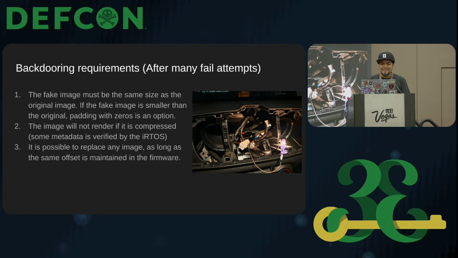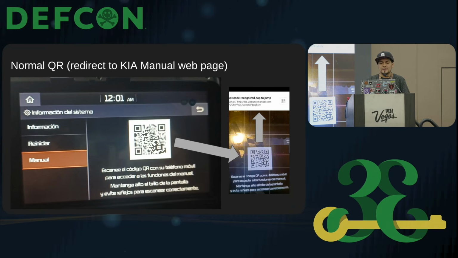fake image to be the same size as the original image. If the fake image is smaller than the original, padding with zeros is an option. The image will not render if it is compressed. So the image has to keep all the metadata, all the PNG headers, because it is verified by, remember, the libpng library. So it is possible to replace any image as long as the same offset is maintained in the firmware. So if you achieve this recipe, you are able to inject whatever image.